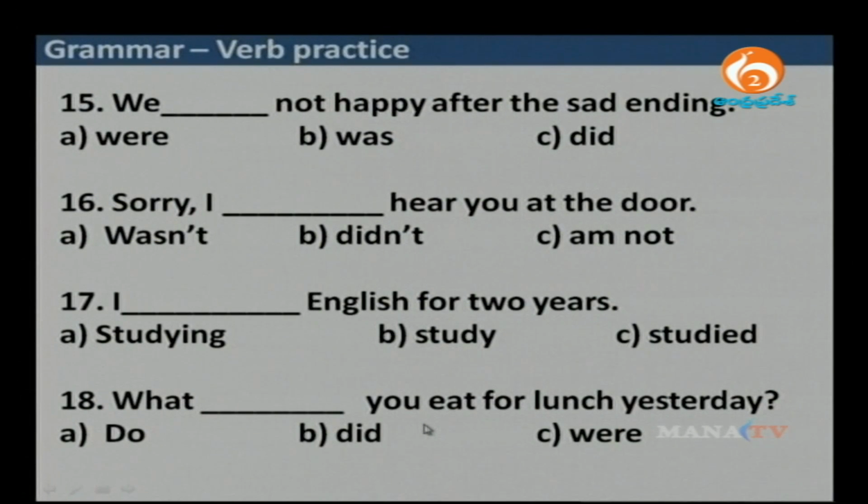Question number 15. We dash not happy after the sad ending. We were, we was, we did. Now was and were are both past tense. In fact, all three are past tense. Did is not an appropriate answer. Was is also not an appropriate answer because was is used for singular form. Were is used for plural form. The subject of this statement is we. We is plural. When you have plural, you need to use were.